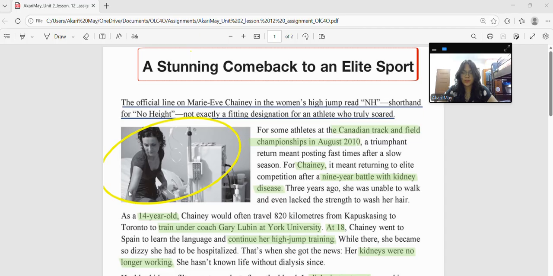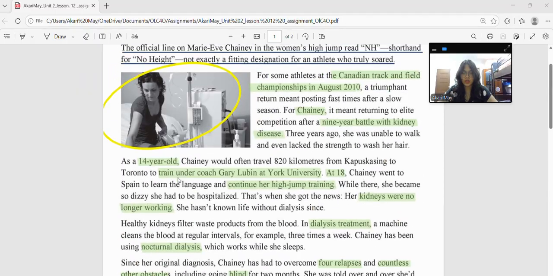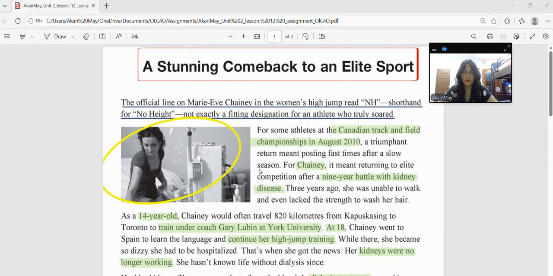So another thing is to look at the pictures. So there is picture number 1, picture number 2, which I have circled in yellow. So according to the title here, a student comes back to an elite sport. So we can suppose that the text is going to be a wonderful return to the top tier sport competition by someone who is professional at his or her work.